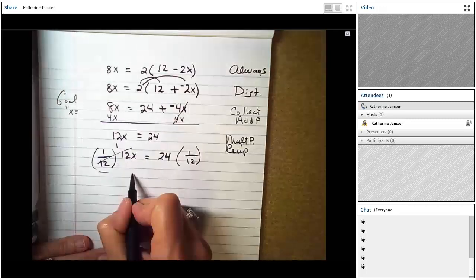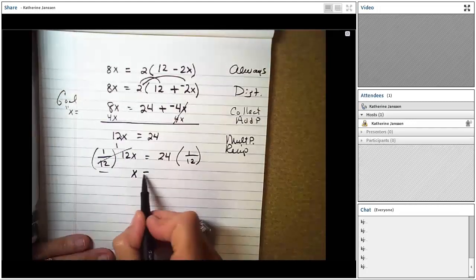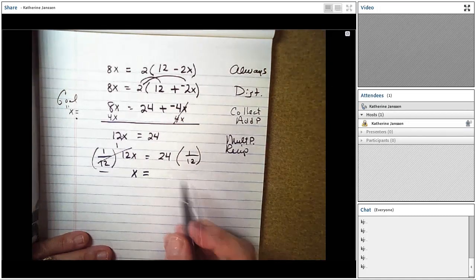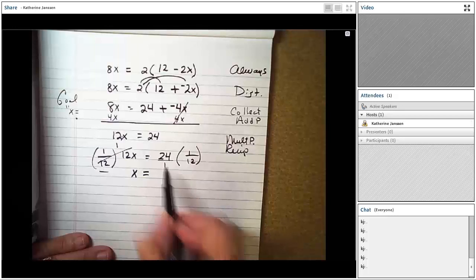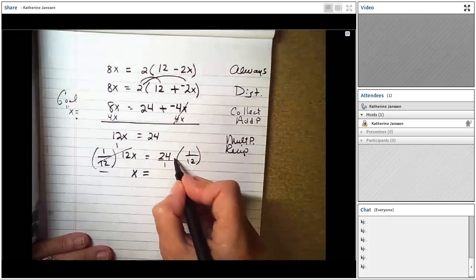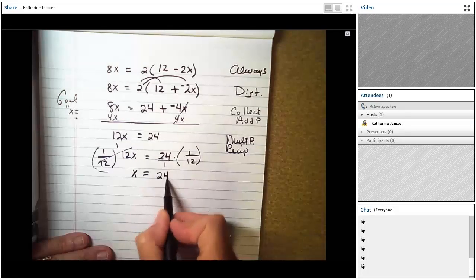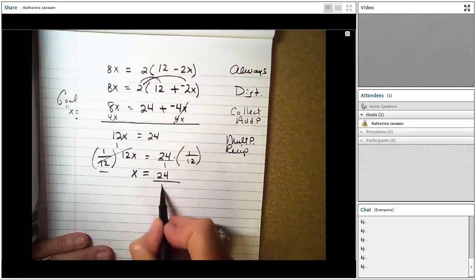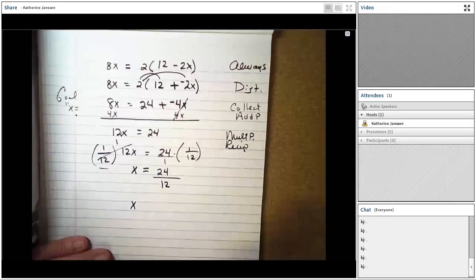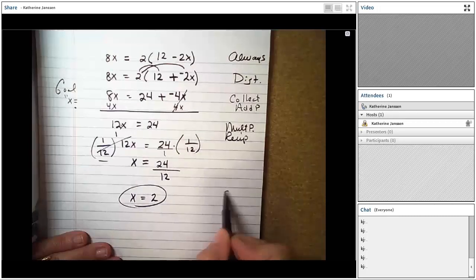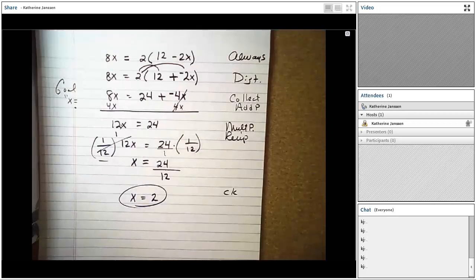1 times x is x equals, getting close to my goal. I'll have to tidy up this side of the equation. Remember, this is a whole number, 24 over 1. Multiplication of fractions is a piece of cake. Multiply the numerators, multiply the denominators, and simplify if you can. And 12 goes into 24 twice. Check by substituting back into the original equation.